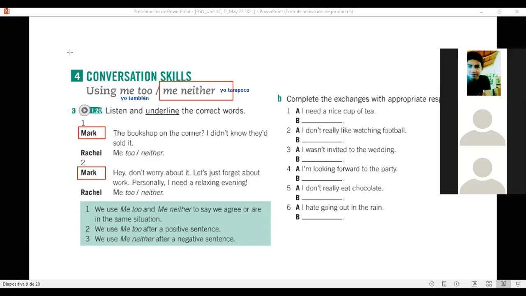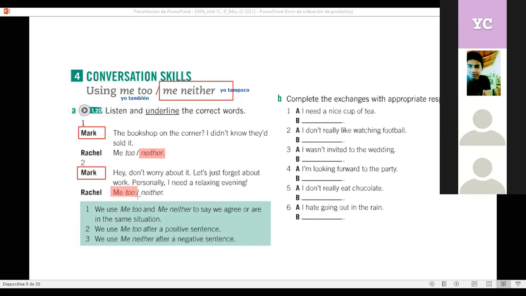Yes, teacher. The bookshop on the corner. I didn't know they didn't sell it. Me neither. Me neither, exactly. Hey, don't worry about it. Let's just forget about work. I need a relaxing evening. Me too, perdón. Me too, exactly. Thank you, Josie.